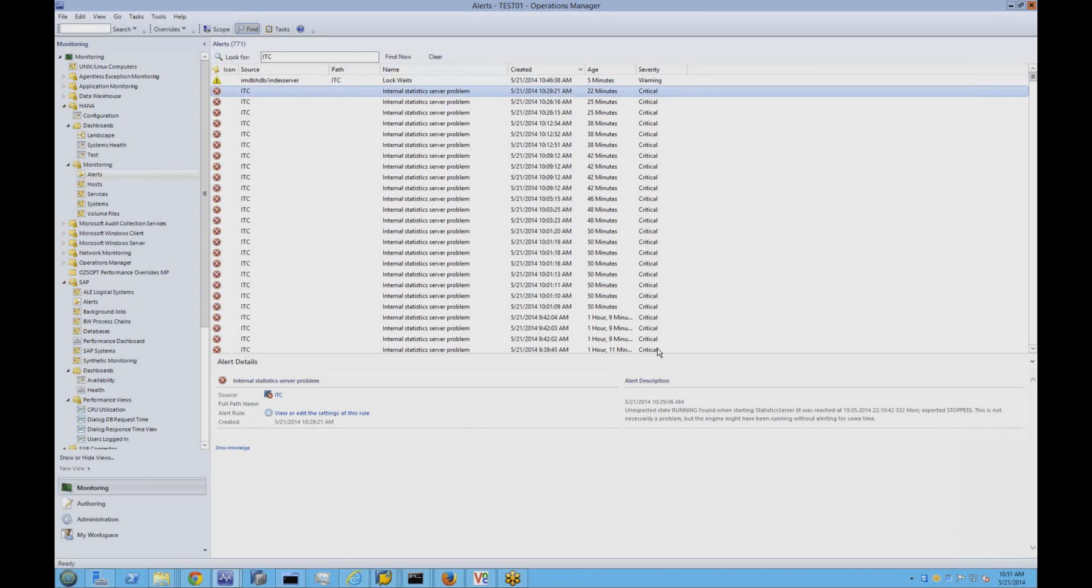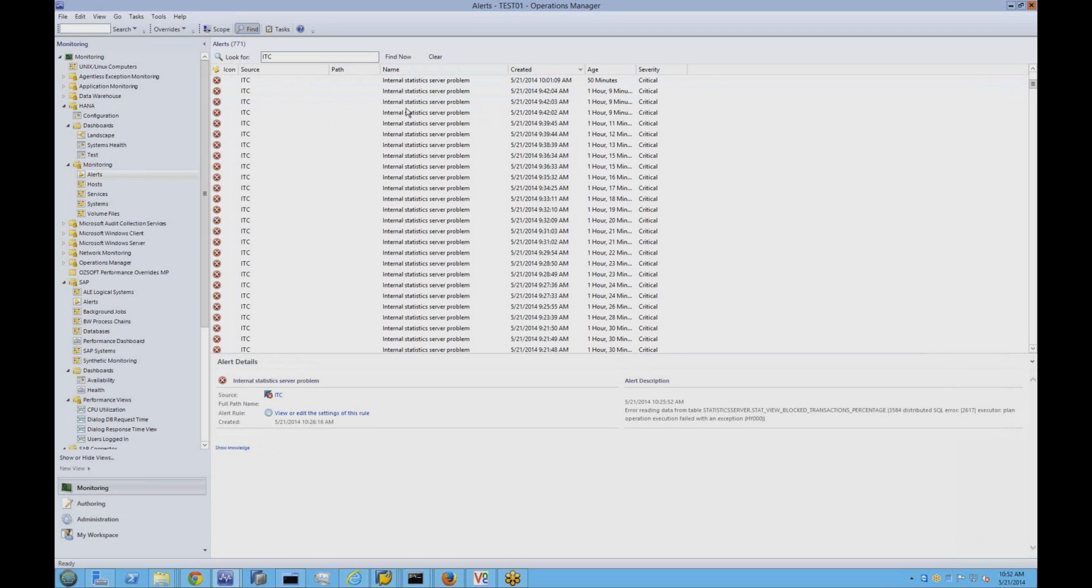We seem to have a lot of internal statistics server problems, which generally speaking means that there is something going on with the statistics server. It could also be a side effect because there's not enough memory to run the engine. So I will stop alerting altogether, which basically means that there are going to be no new alerts coming out. So let's scroll down, getting a lot of those.